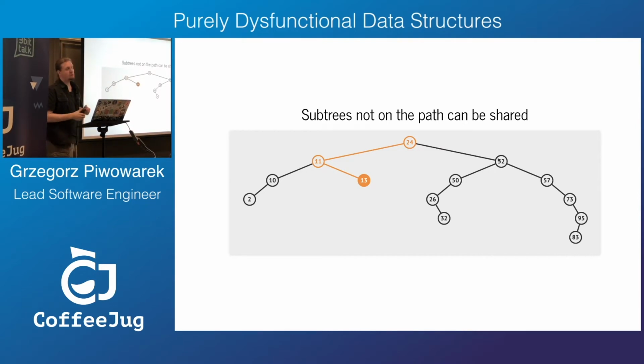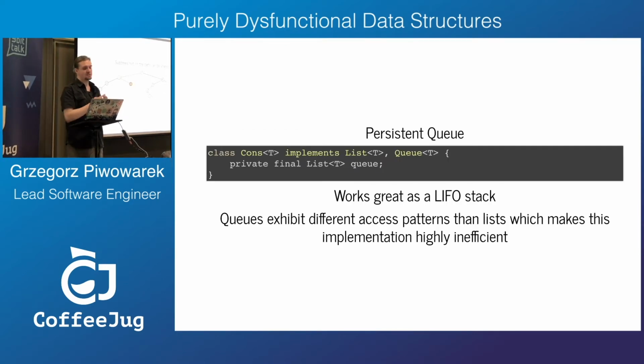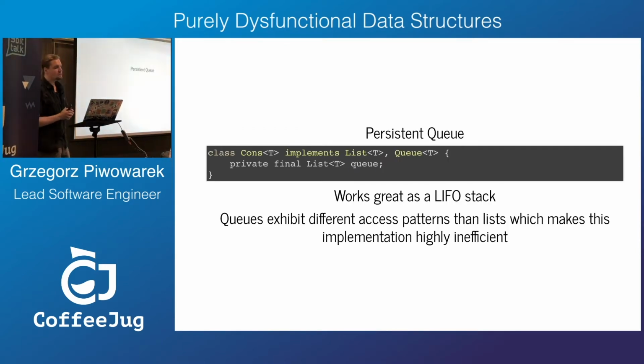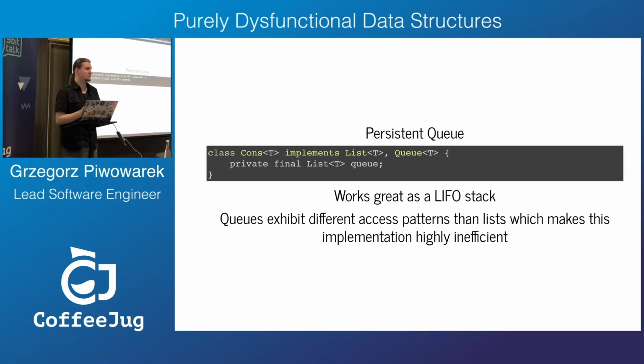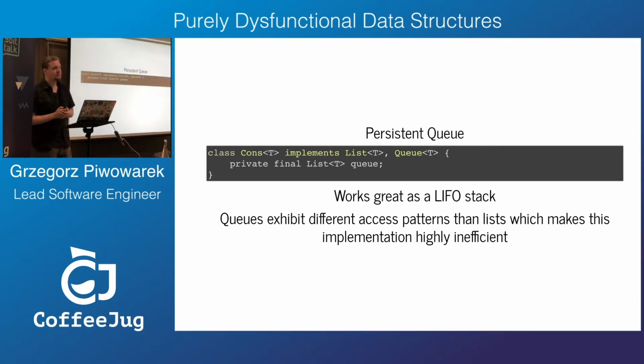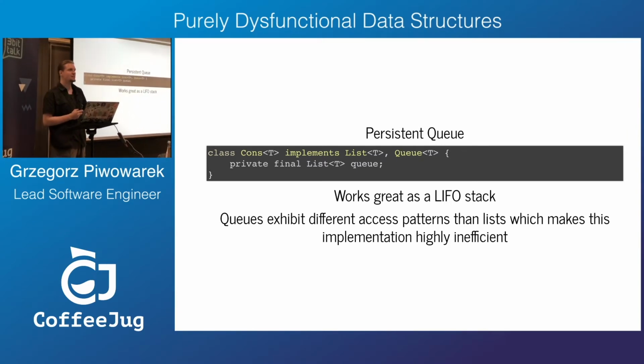So we know already how we can play around with lists, how we can play around with trees, and sets implemented on the basis of trees. What can we do if we wanted to implement a queue? How do you think so? Well, we could use a list, right? Because, well, a linked list actually implements the Queue interface. But it works really well as a stack, because if you add elements from one side and take from one side, this will work really, really well.